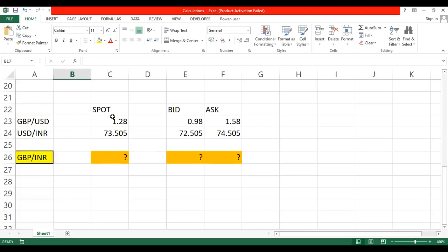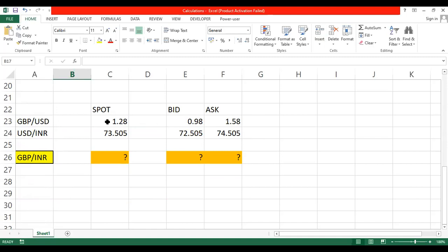Here we have the spot price, bid price, and the ask price. Like I said, GBP to INR conversion is directly not possible. So we will be first converting GBP to USD and then USD to INR. Here we have the spot price for both exchanges, the bid price for both exchanges, and the ask price for both exchanges. Let us try to understand this first.